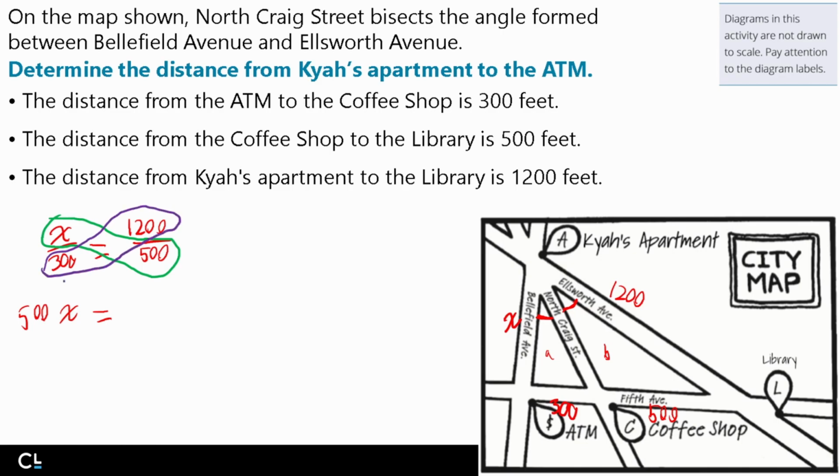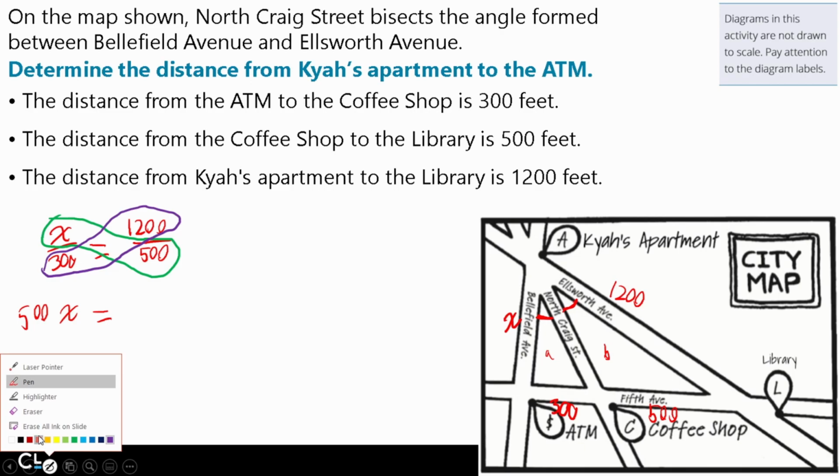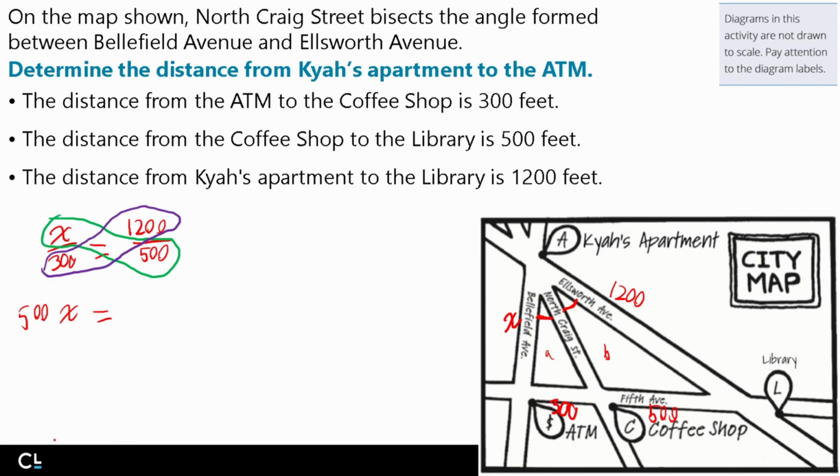Once again, I'm going to a calculator here. Never going to lie to you guys about that. Just easier this way. We have calculators in our pockets at all times. So 1,200 times 300 is 360,000.